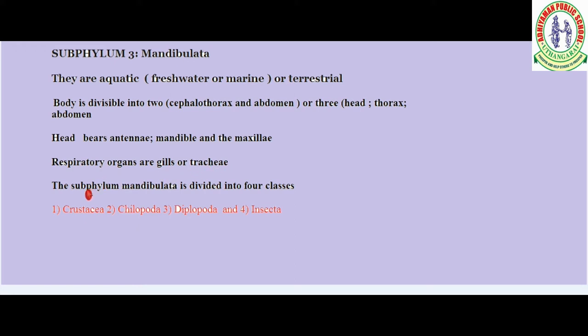Then the subphylum Mandibulata is divided into four classes. That is very important, so keep in mind these four classes. Which are the four classes? First is Crustacea, second Chilopoda, third Diplopoda, and fourth Insecta.